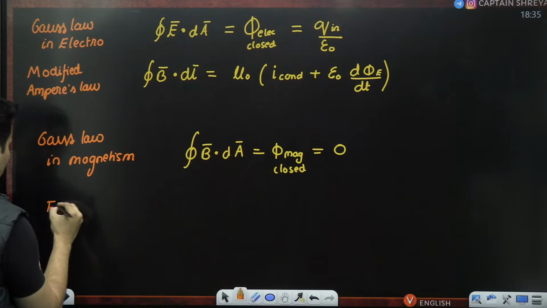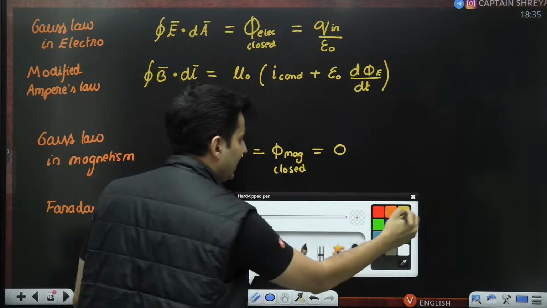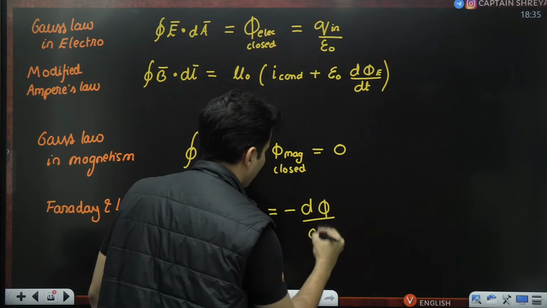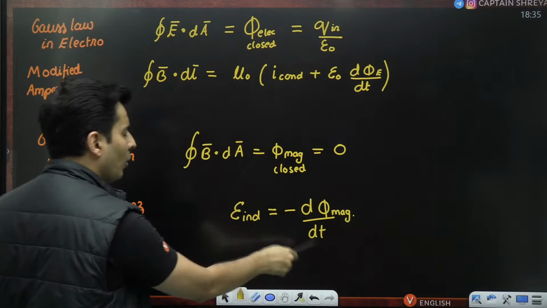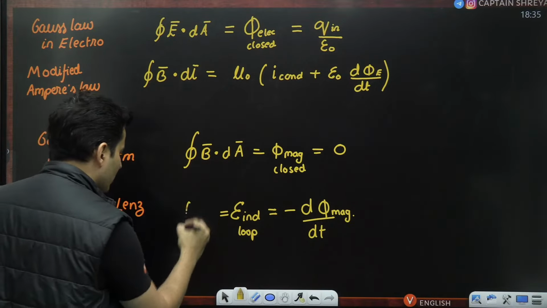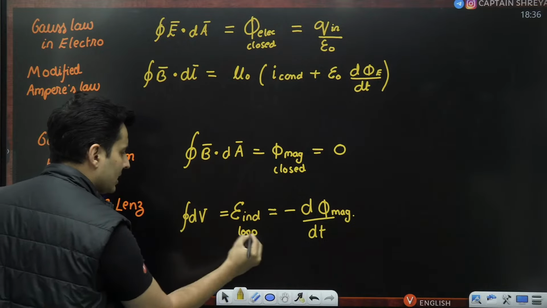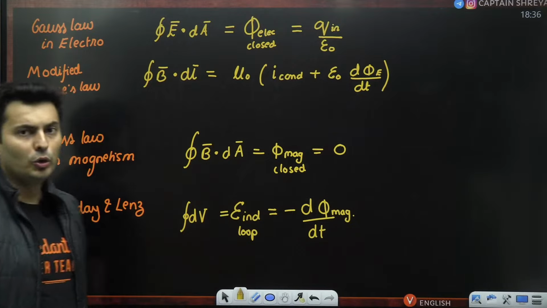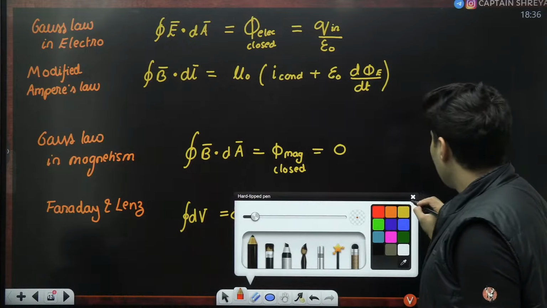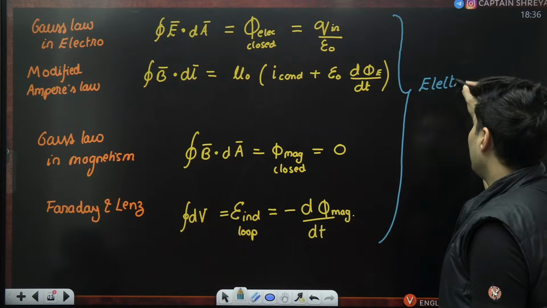And the final law was your Faraday and Lenz's law. The Faraday and Lenz statement said that the EMF which is induced is the negative rate of change of the magnetic flux, how quickly the magnetic flux changes. And this EMF induced in a loop can also be written as the integration of dV, V being the voltage, but it's a loop. That's why this cyclic integral. So the closed integral of the voltage in that loop is minus d phi by dt. So these equations are there in your electromagnetism, and these four equations alone define the entire electromagnetism unit.